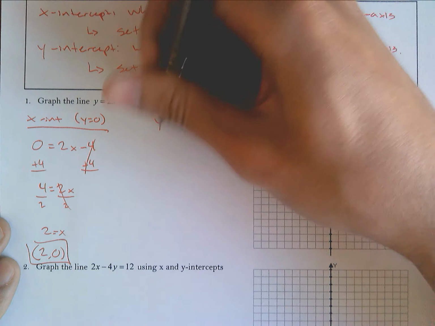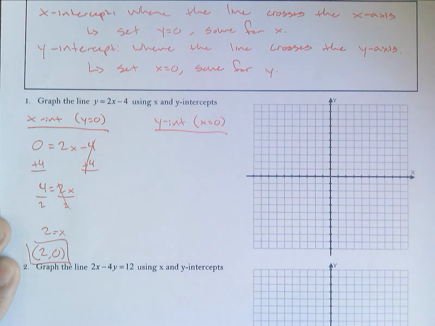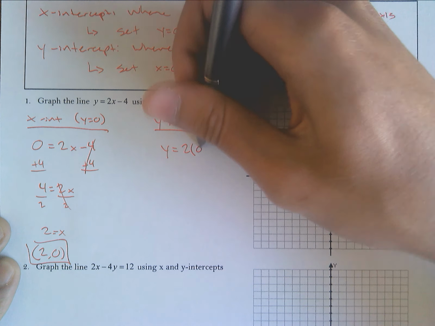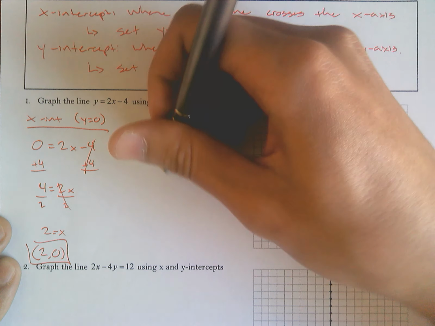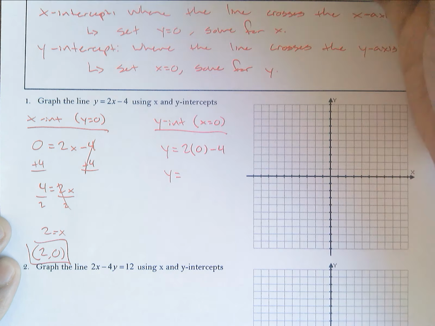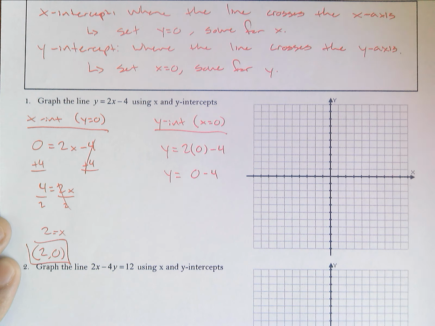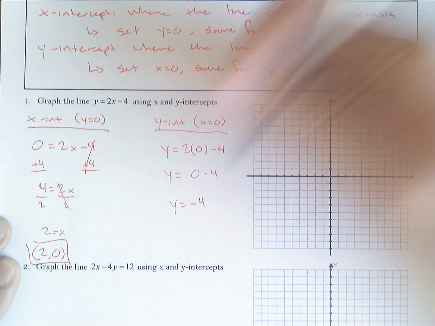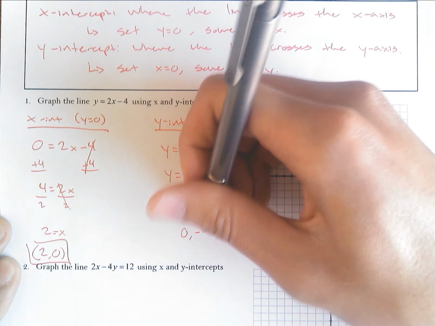Now let's find our y-intercept. And as a reminder, that's where x equals 0. So to find our y-intercept, we're going to set x equal to 0. So we have y equals 2 times 0 minus 4. Well, 2 times 0 is 0. We'll bring down the minus 4. And then 0 minus 4 is negative 4. So we get y equals negative 4. As an ordered pair, our y-intercept is (0, negative 4).